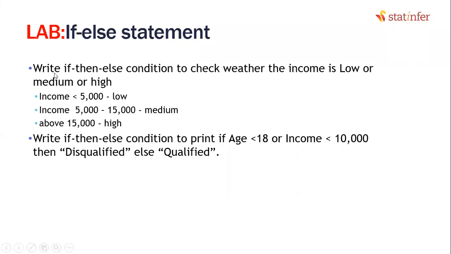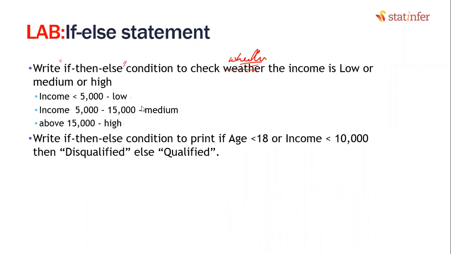Go to our lab exercise, the first lab exercise, where you have to understand this particular requirement. Write an if then else condition to check whether the income is low, medium or high. Income less than 5,000 is low income. Income 5,000 to 15,000 is medium income. Income above 15,000 is high income.